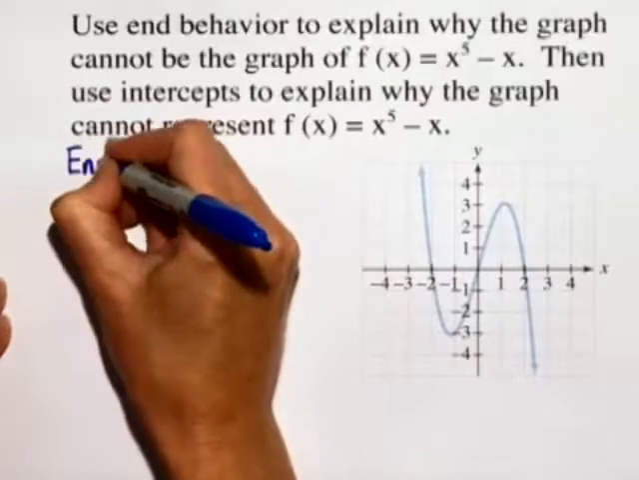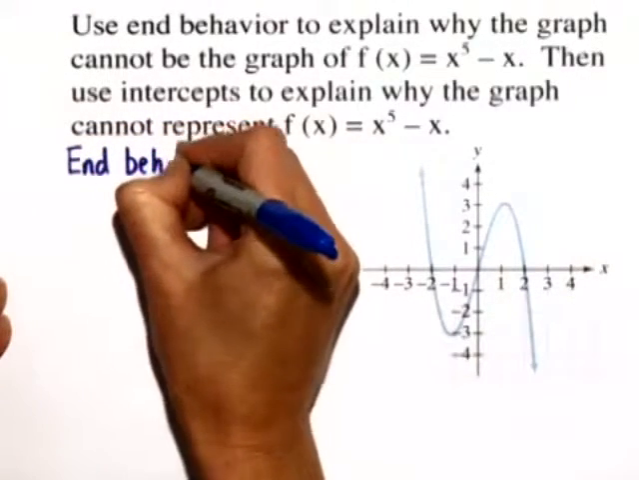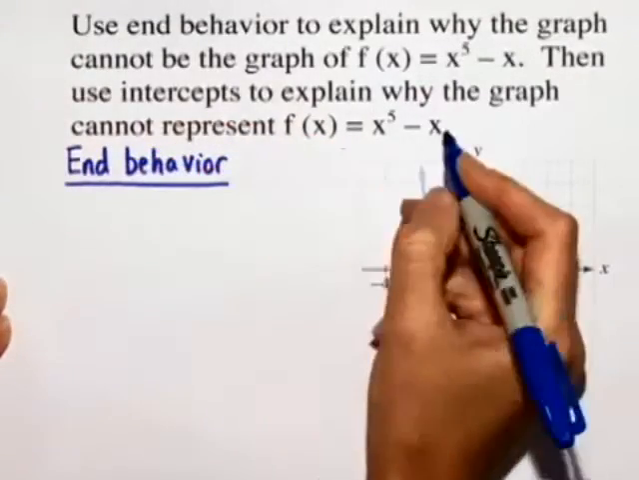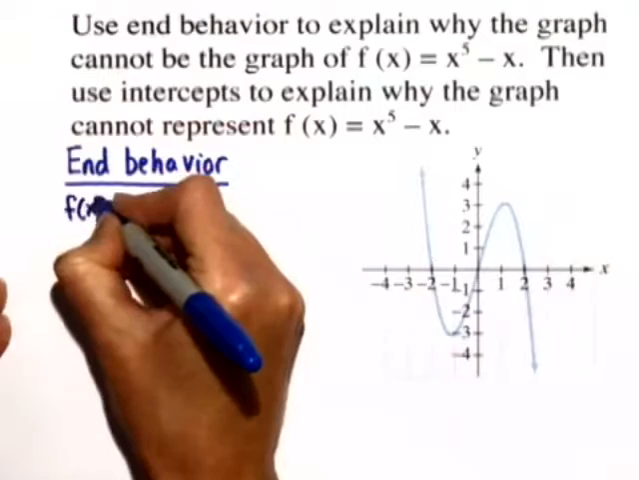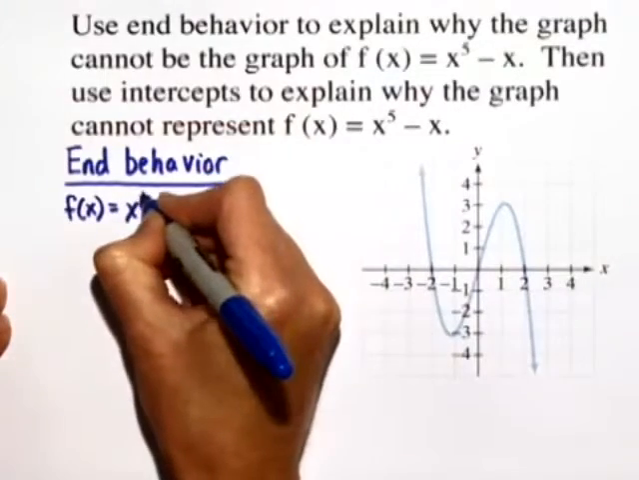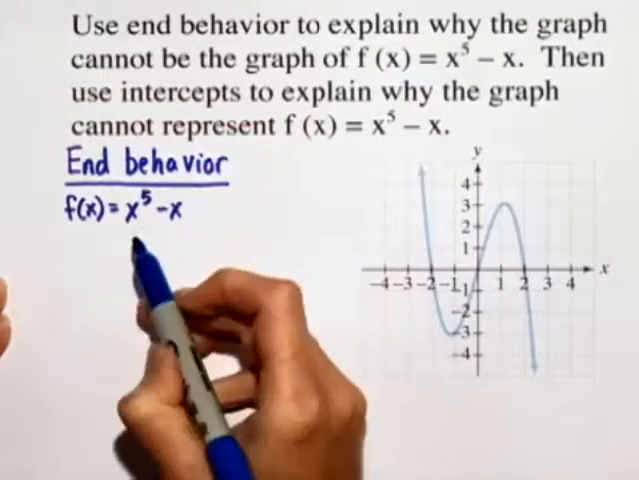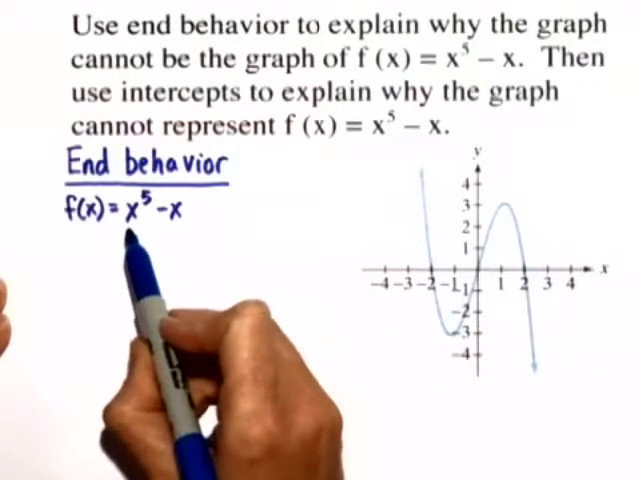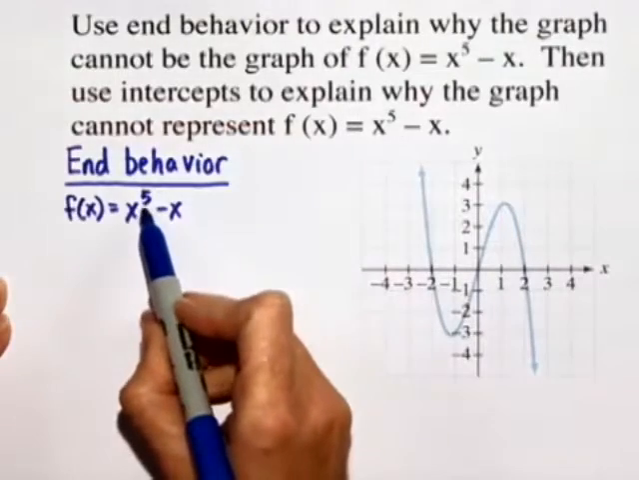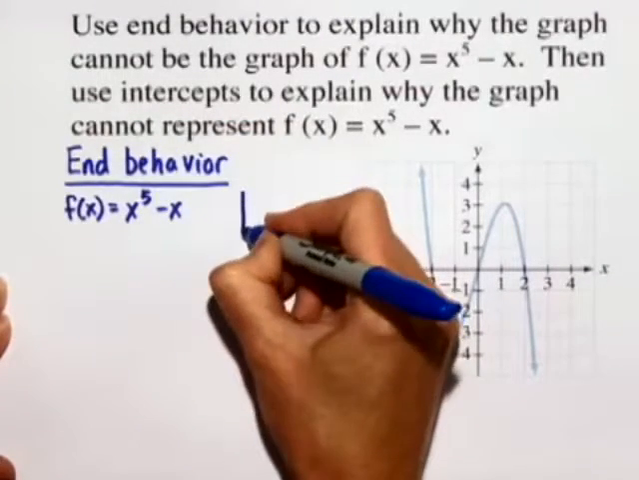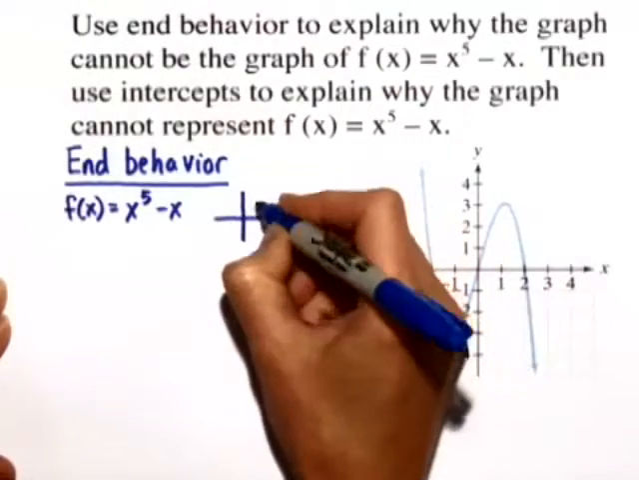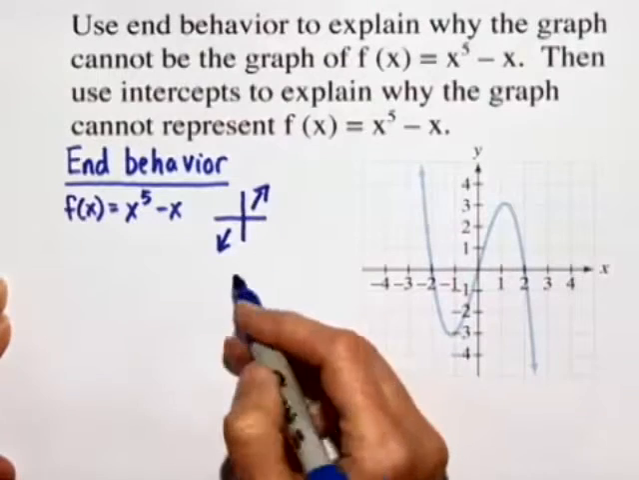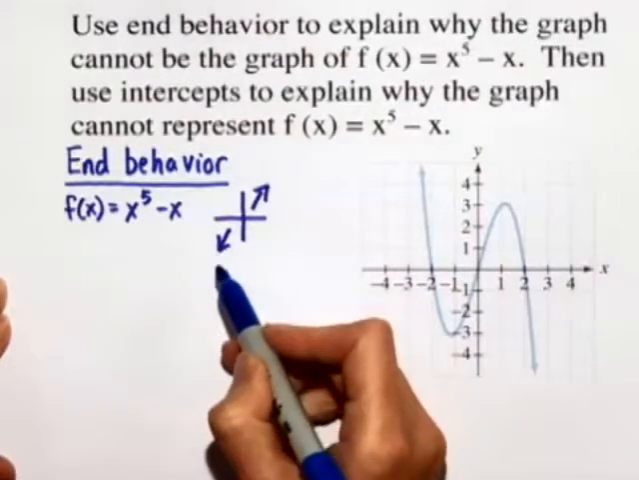With the end behavior for the graph of f of x equals x to the fifth minus x, we look at the leading coefficient. It's the coefficient with the highest degree, in this case x to the fifth. It's positive and the exponent is odd. Whenever we have a positive coefficient with an odd exponent, the end behavior is up to the right, down to the left. In other words, it rises to the right and falls to the left.